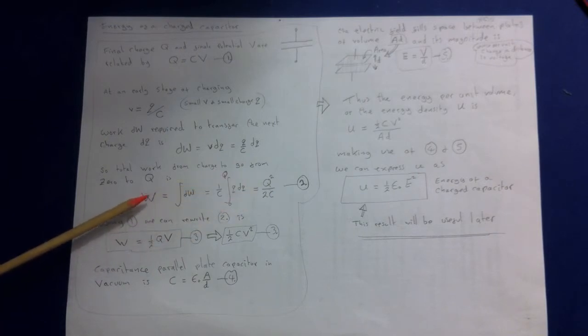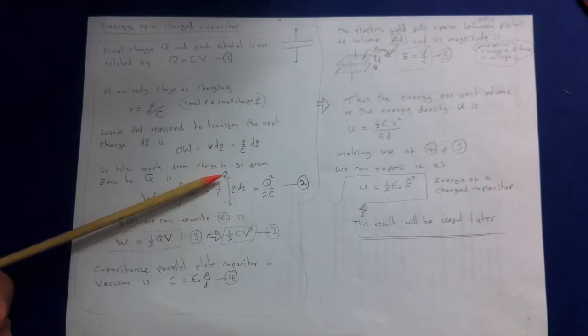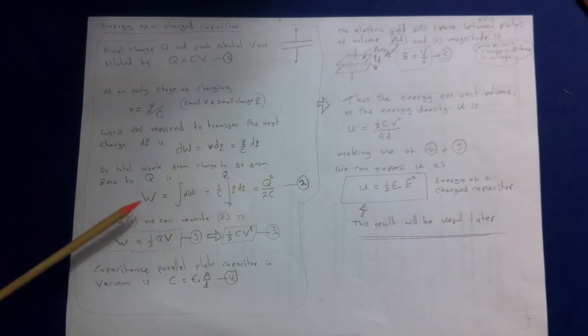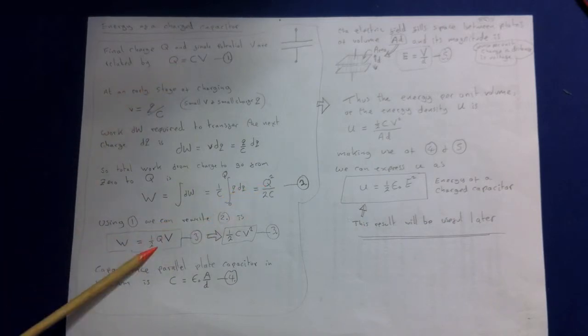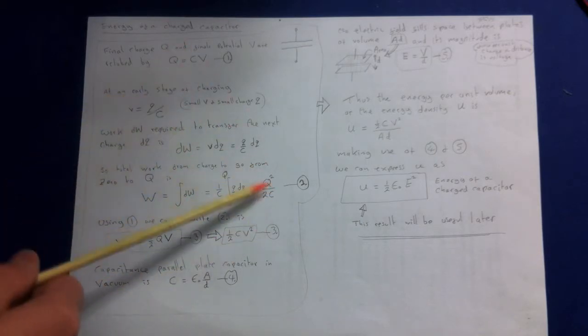So the total work done going from zero charge to the fully charged state, capital Q, is simply Q squared over 2C. So that's the total energy for a fully charged capacitor. Using this equation again, we can rewrite this as a half QV. We can also rewrite it as a half CV squared. You can do that just by some simple algebra, doing substitutions. So you can rewrite that in all of these different ways, that way, this way and this way.